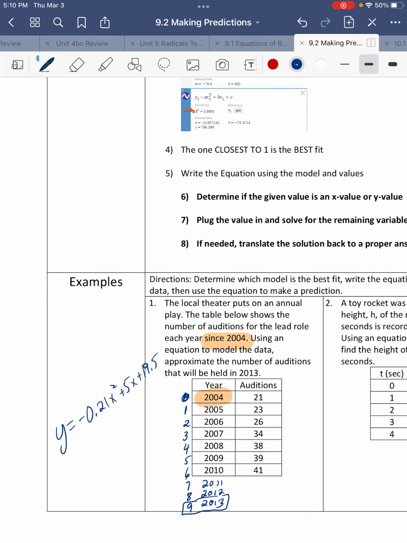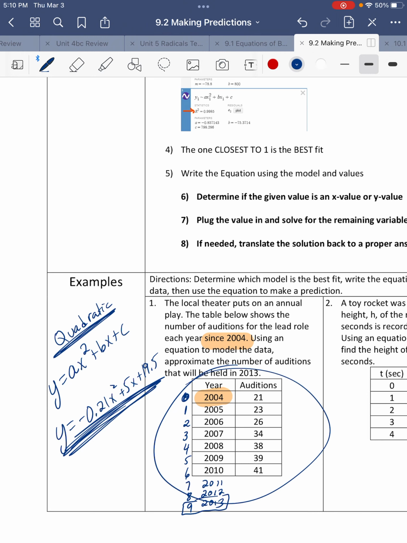If you're wondering where this is coming from, it comes from the equation y equals ax squared plus bx plus c. That is the general form of a quadratic equation, without plugging numbers in. Once we plug numbers in, this quadratic is very specific to this problem. Now we are going to use that quadratic equation to find out how many people are auditioning in 2013. We're not going to use 2013. We're going to use 9.